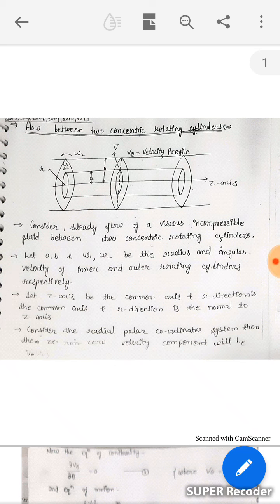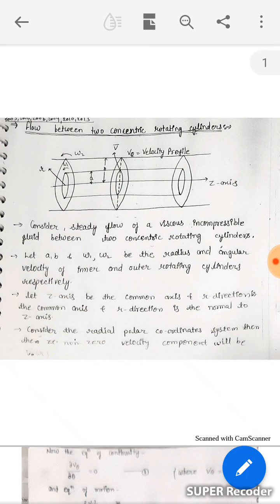In this video, we discuss the flow between two concentric rotating cylinders. This is our figure. This figure shows the velocity pattern in two concentric rotating cylinders. Concentric means the cylinders have the same center. If the cylinder rotates, then what is the velocity in this? This diagram shows the velocity profile.